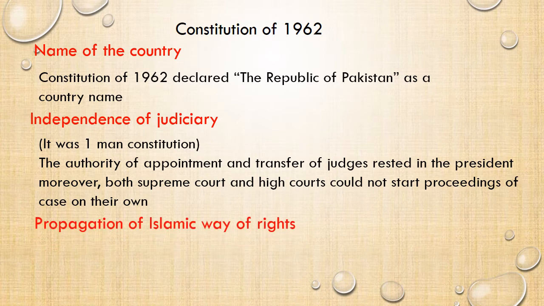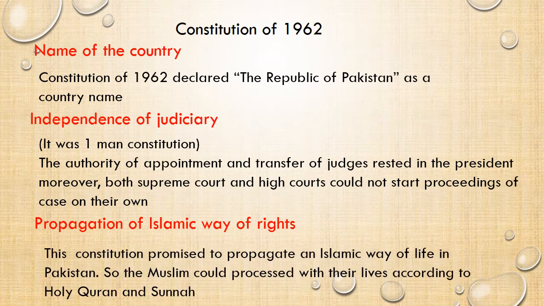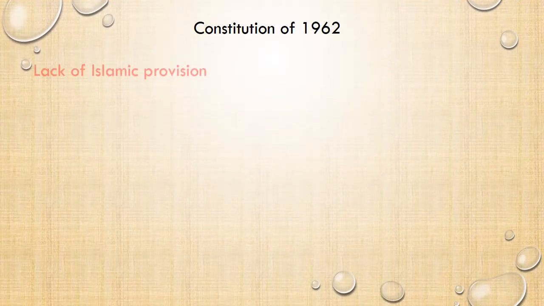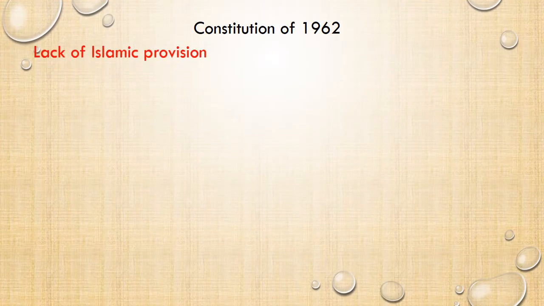So under this constitution, a one-man constitution was introduced. Next point is propagation of the Islamic way of life. This constitution promised to propagate an Islamic way of life in Pakistan, so Muslims could proceed with their lives according to the Holy Quran and Sunnah. In this constitution, they allowed that people would live their lives according to the Holy Quran and Sunnah. But at certain points, it was noted that there was a lack of Islamic provisions.